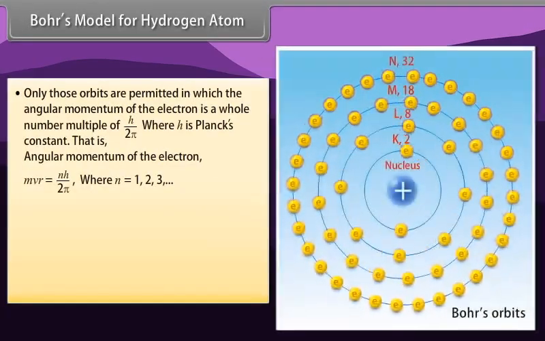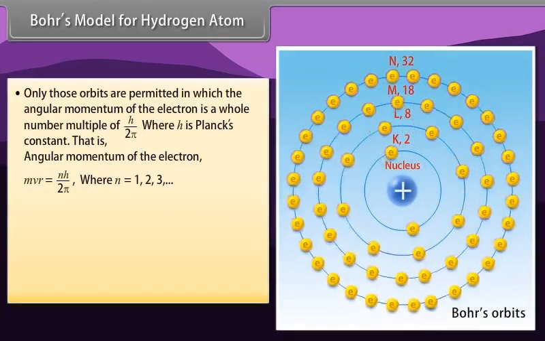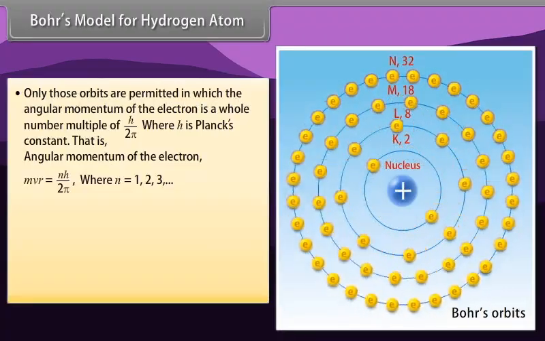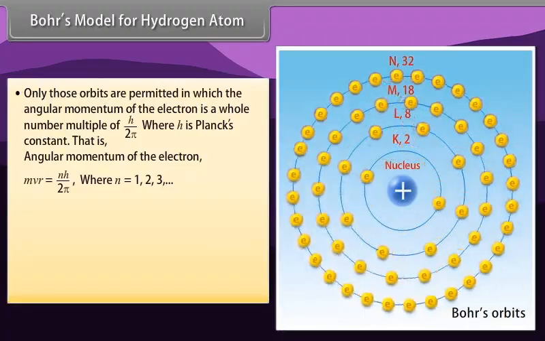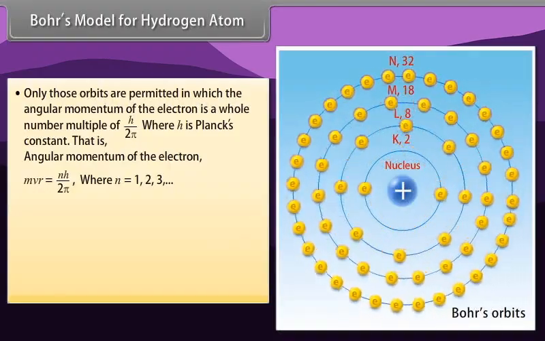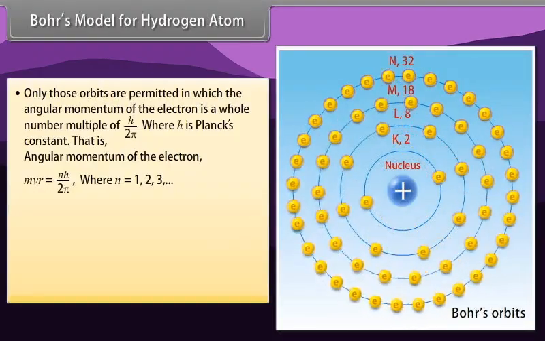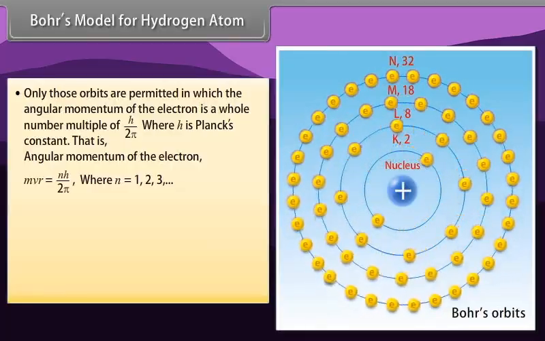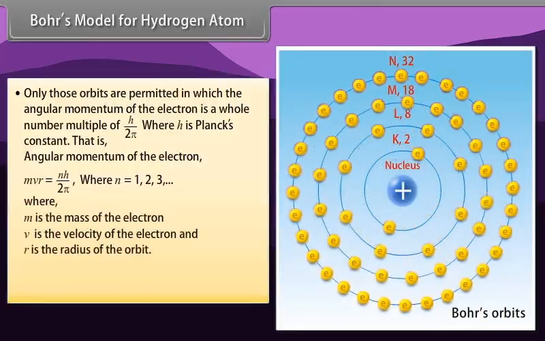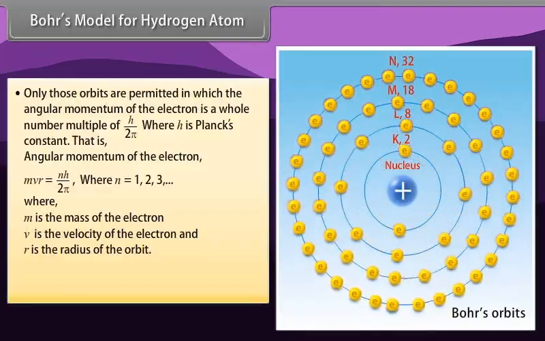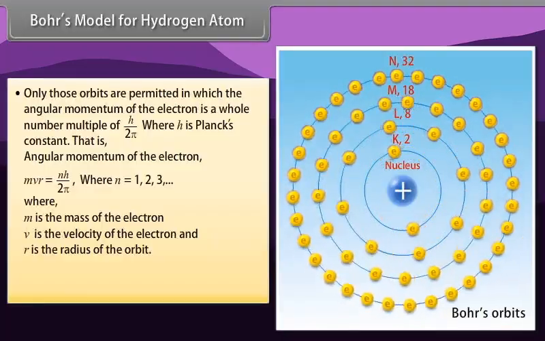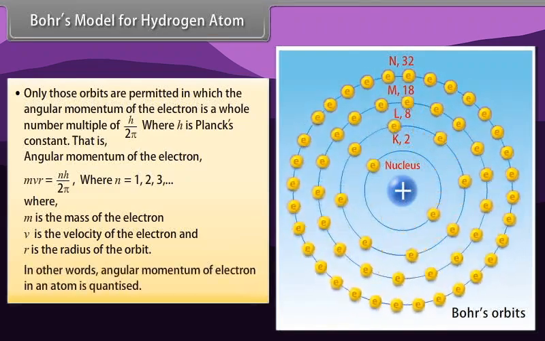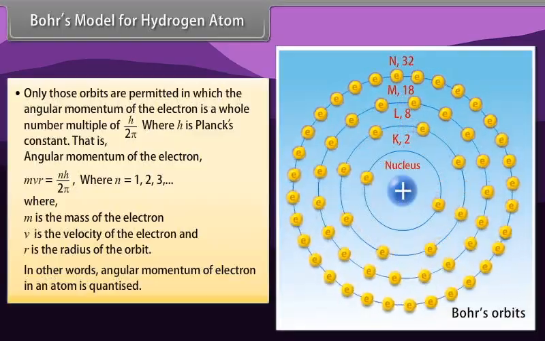Shells. Only those orbits are permitted in which the angular momentum of the electron is a whole number multiple of h by 2π, where h is Planck's constant. That is, angular momentum of the electron mvr is equal to nh by 2π, where n is equal to 1, 2, 3, etc., where m is the mass of the electron, v is the velocity of the electron, and r is the radius of the orbit. In other words, angular momentum of electron in an atom is quantized.